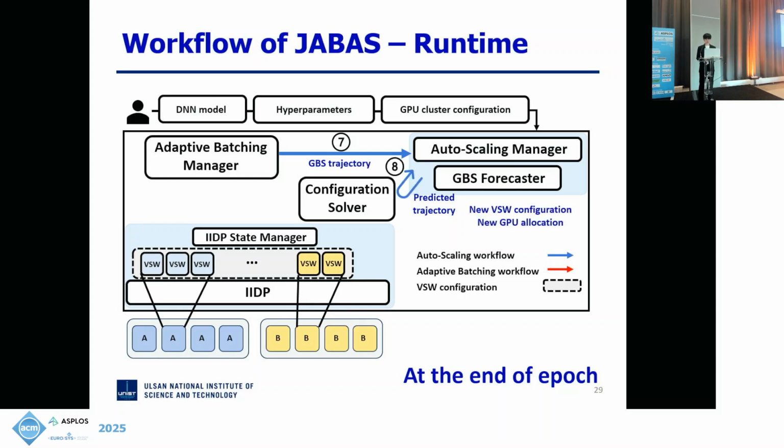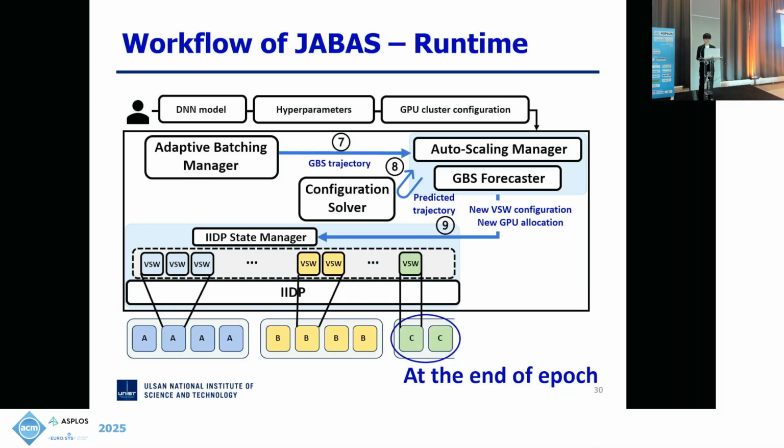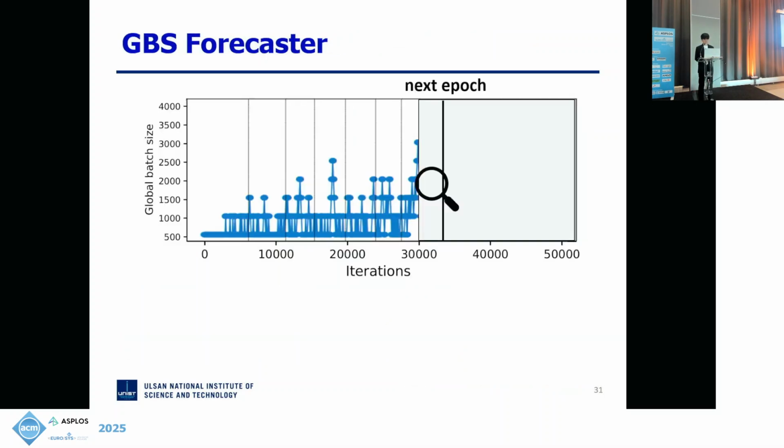The autoscaling manager then uses the predicted trajectory to find the best GPU allocation for the next epoch with the configuration solver. Finally, training restarts with the changed GPU resources. That's all for the workflow. Next, let's go into more detail about the autoscaling mechanism of JABAS based on a predicted GBS trajectory.